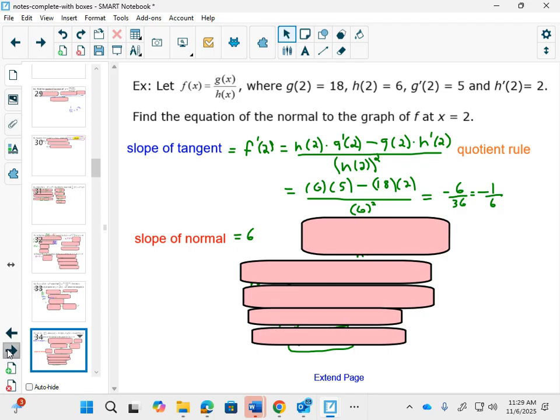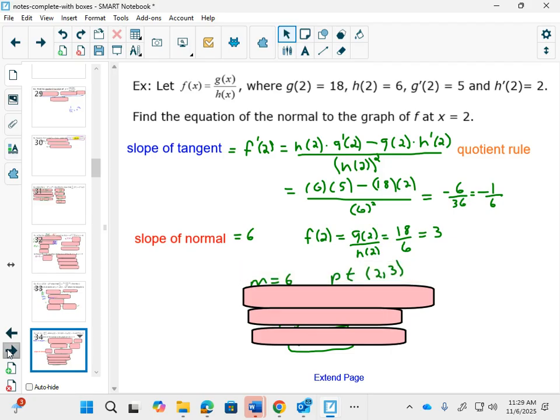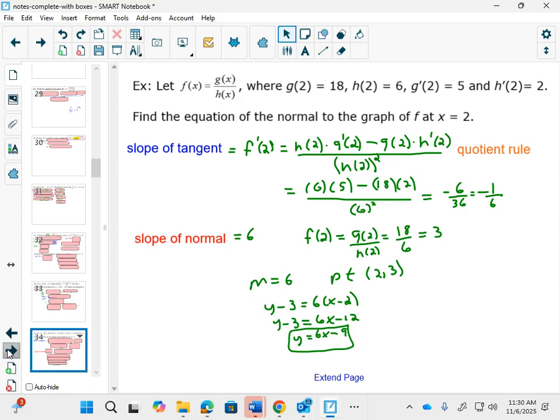What do we need for an equation of a line? We need a slope and a point. We've got the slope at 6. Do you see that the point is f of 2, which would be g of 2 over h of 2, which would be 18 over 6, which is 3? So our point is 2 comma 3. Plug things in. Rearrange it if you like.